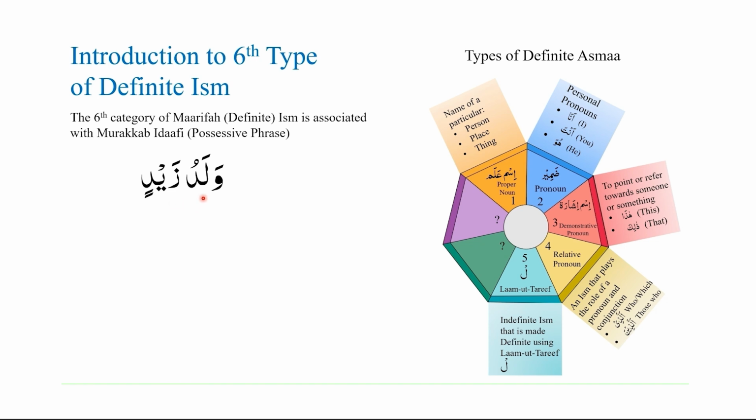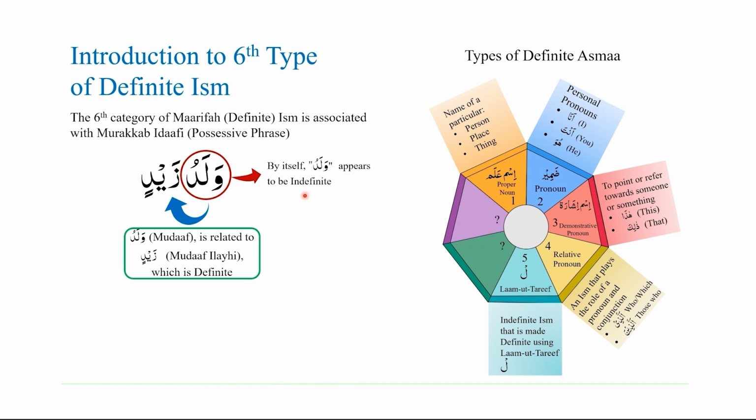If we pay attention to waladu, by itself, waladu appears to be indefinite in capacity. However, waladu is related to Zaidin, which is mudaf ilayh. Zaidin is also definite. Therefore, through this association, waladu will become definite. So waladu by itself might appear indefinite, but because of its association with Zaidin, which is mudaf ilayh and is definite, that will make waladu definite as well.